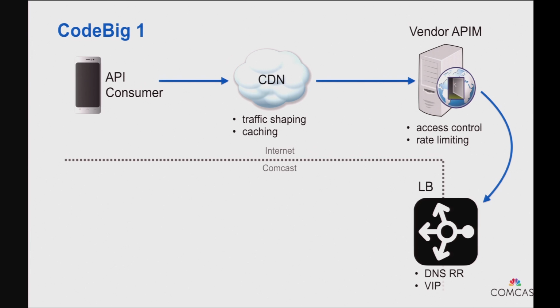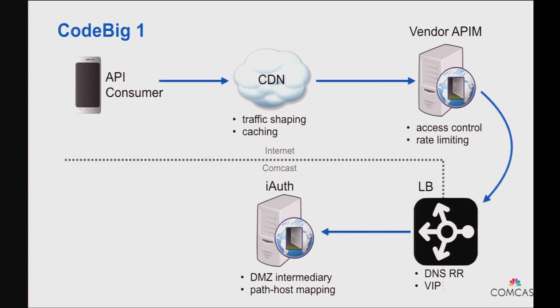And once it passed through the load balancer into Comcast network, the first thing it would hit is an IAuth, so an intermediary authentication server. This basically provided a gateway into the origin services. So we've already determined the request is okay to come through to Comcast network. Now we need to make sure that we're receiving it from the correct people, and that's what the IAuth does. In addition to acting as that kind of DMZ machine, it would also take the incoming request and rewrite it to the individual hosts that are sitting behind it.